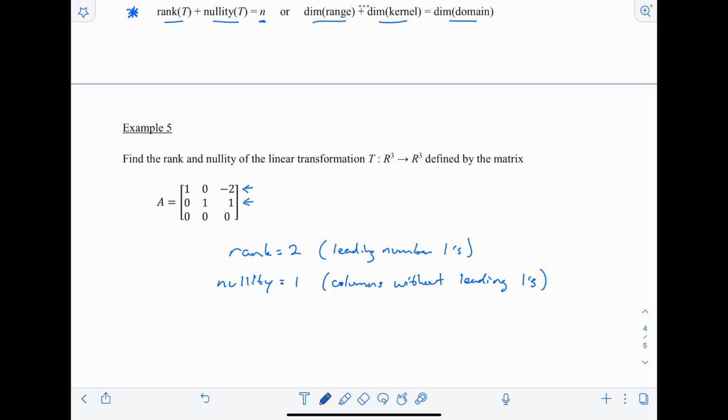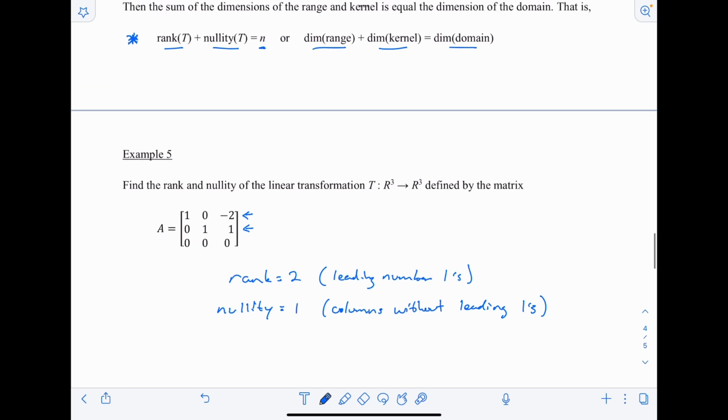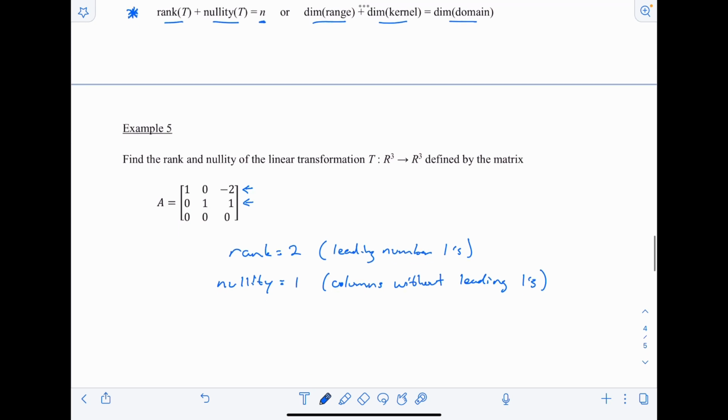The other way to find nullity, you could do the formula, right? The rank plus the nullity equals n. So we could find the nullity by taking n minus the rank. In this case, n being the 3 columns, minus the rank, which was 2. So 3 minus 2 would give us a nullity of 1.